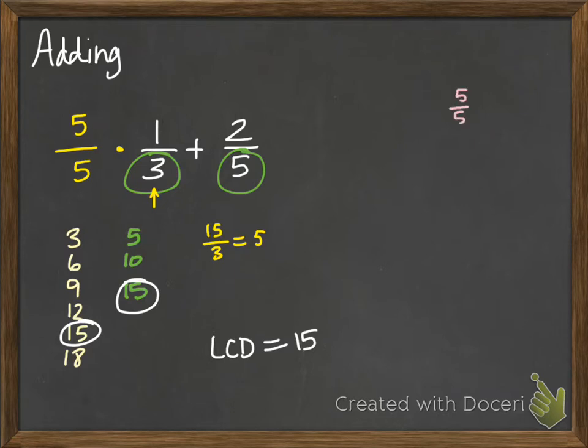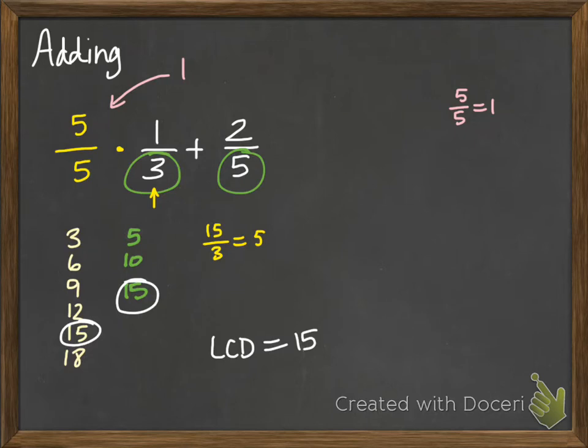5 divided by 5 equals 1. So this right here, that equals 1. We're not changing the fraction at all. So the 1 over 3 is still 1 over 3. And if we multiply it by 1, it's still 1 over 3. But we're multiplying it by 5 over 5.